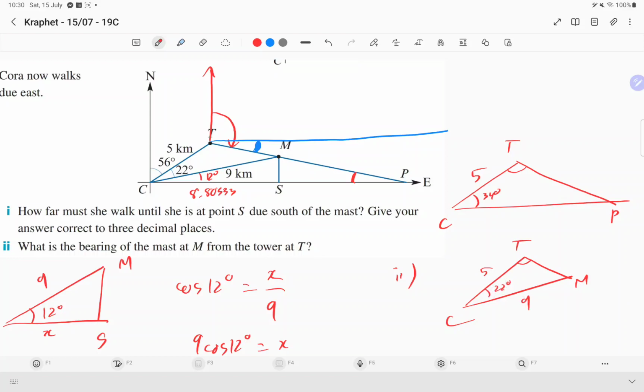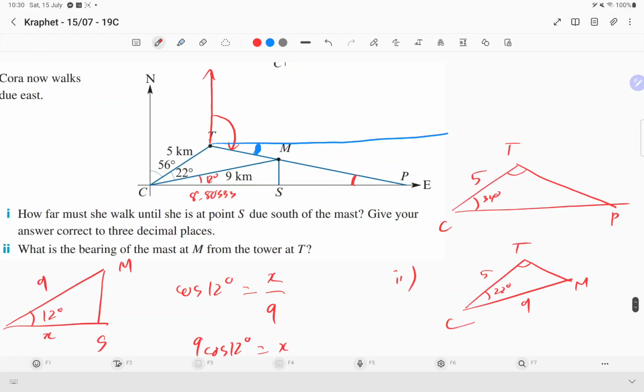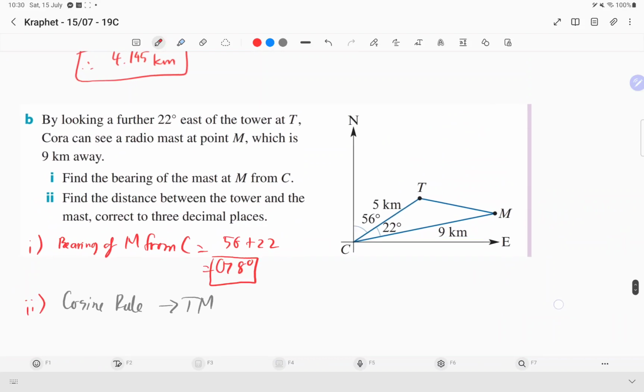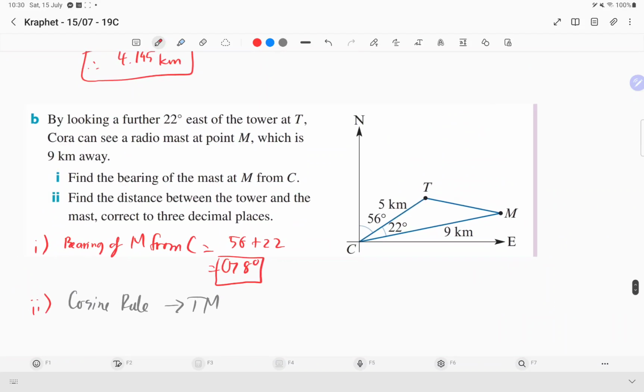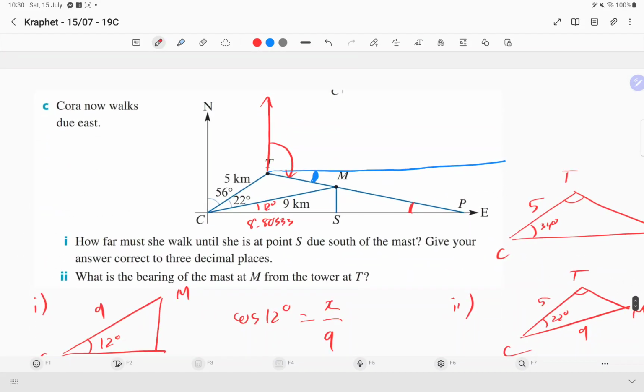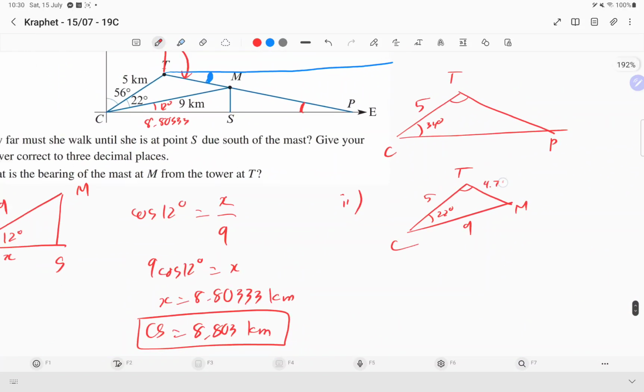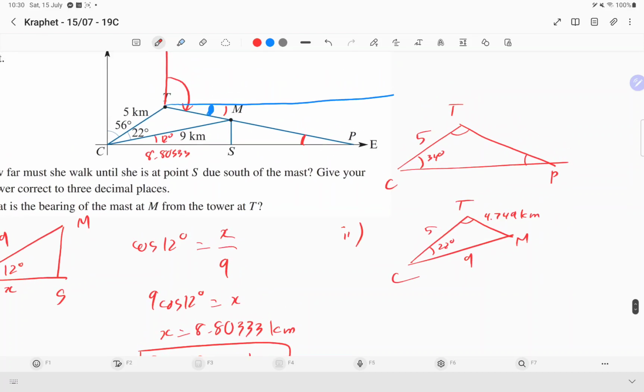Oh, yeah. And we already found, I think in the previous question, from question B, the distance between the tower and the mast, which is 4.749. So actually, no, this is 4.749 kilometers. Right? Yeah. Then we can easily find the angle T. And as long as we've got the angle T, we can find the angle P, which is going to be that tiny angle there, and then you add up to 90 degrees, you get to the other one. Yeah. Done. Okay, make sense?